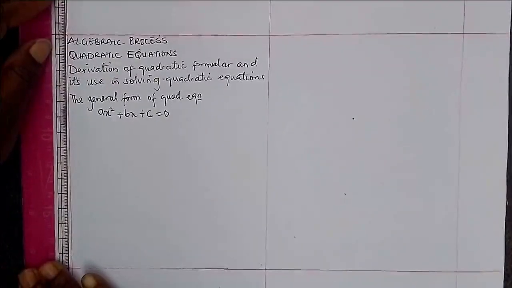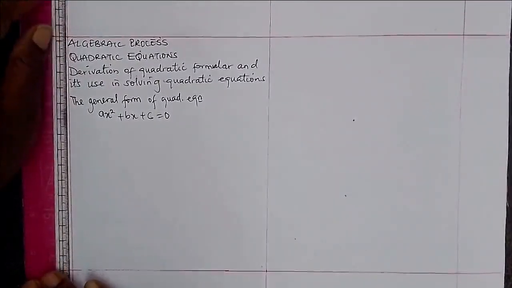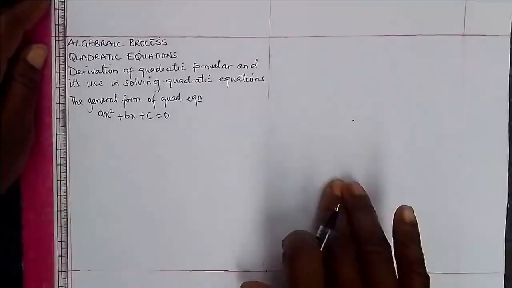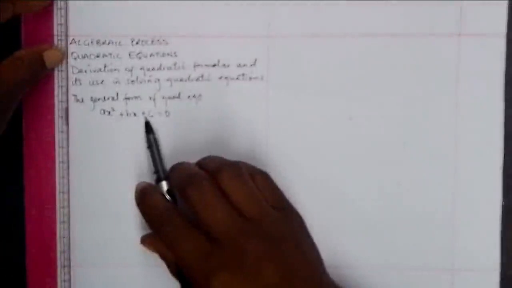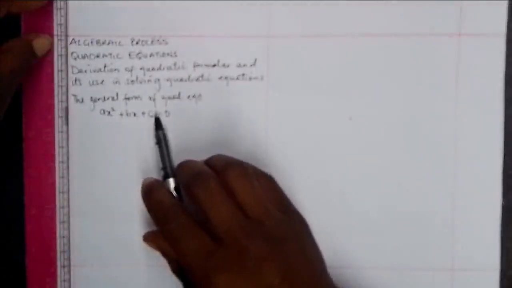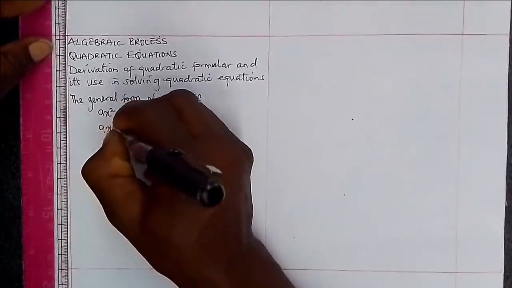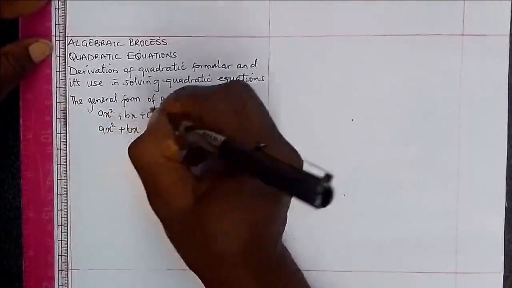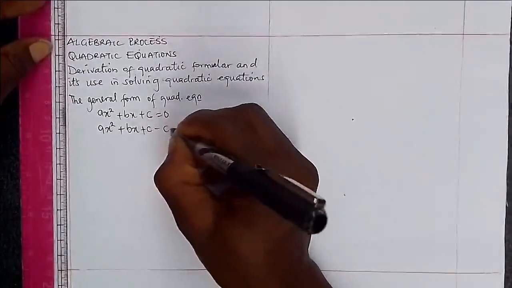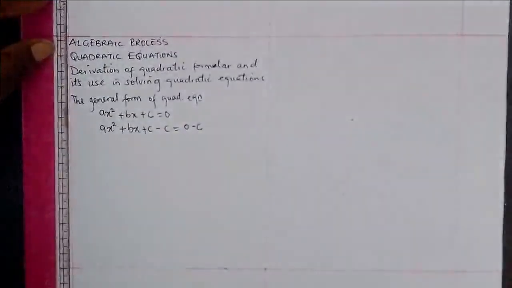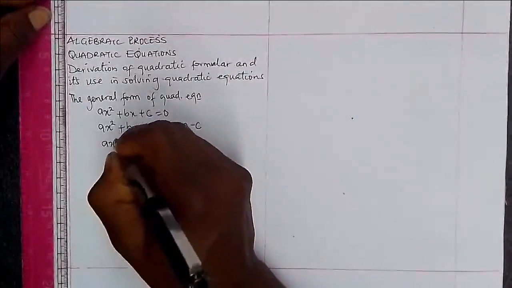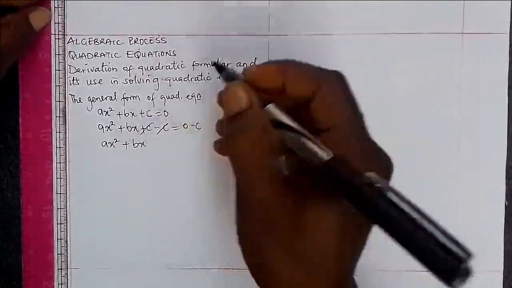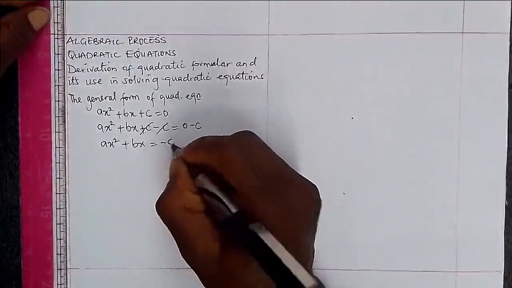Recall the first thing we do: we move the constant over. In order to move the constant to the right hand side, we subtract c. This is positive c, so to remove it, we subtract c from both sides. So this is what we have now. Okay, so c minus c is 0, so we have ax squared plus bx is equal to minus c.